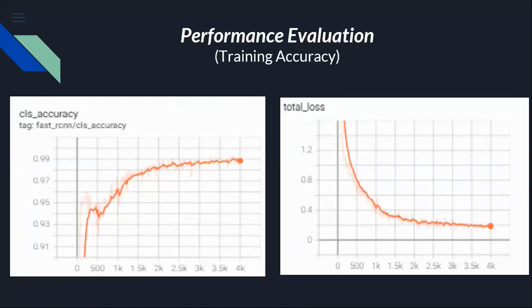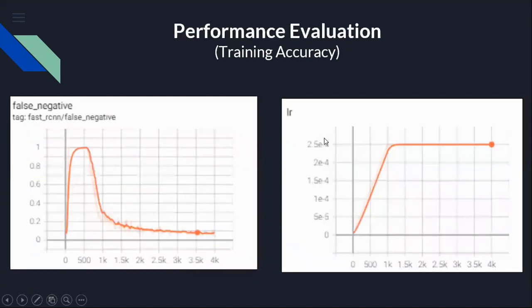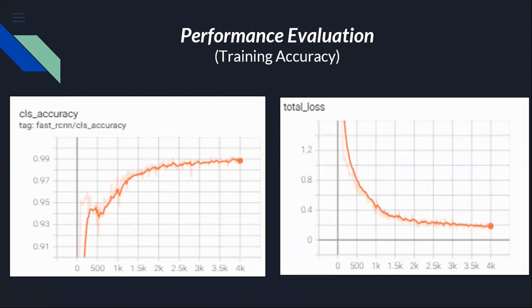Then moving forward to the performance evaluation, here we are talking about the training efficiency. And next up, we are definitely going to be talking about the testing accuracy as well. So for the training accuracy, we have 4 metrics, namely class accuracy, total loss, false negative, and the learning rate. These graphs are generated using TensorBoard.